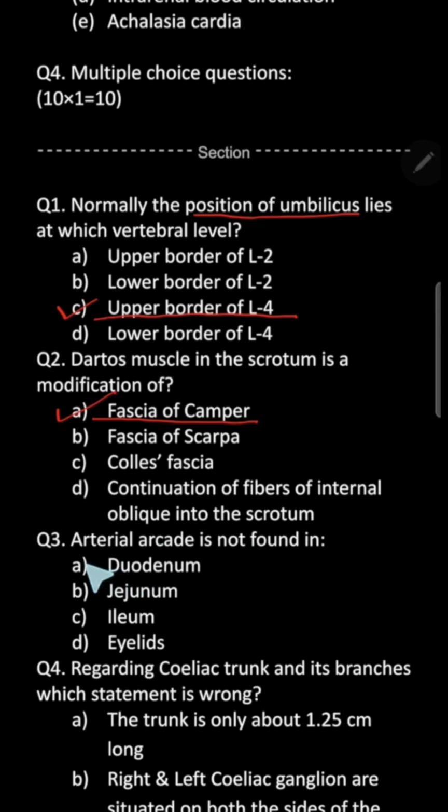MCQ number 3, arterial arcade is not found in duodenum, jejunum, ileum, eyelids. So remember, you have an arterial arcade found within the mesentery of jejunum and ileum, and even around the eyelids you find a circular arcade. But in case of duodenum, you don't find such arcade. So the answer here is duodenum.